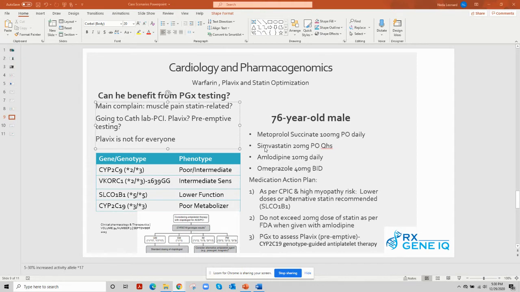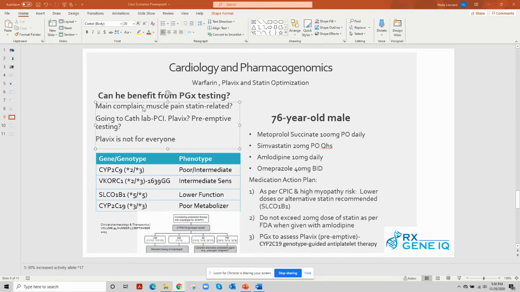As far as the simvastatin goes, simvastatin goes through this metabolic pathway for which the patient has lower functionality. This is the metabolic pathway here. And as per CPIC guidelines, this puts the patient at higher risk for myopathy.